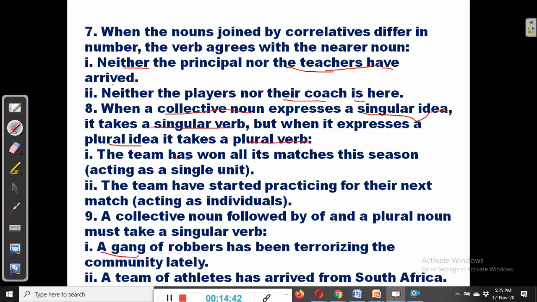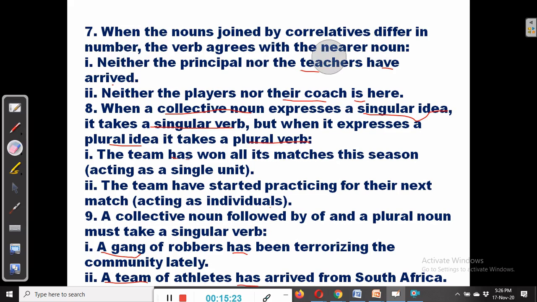Now, a gang is a singular collective noun. Alright, it's a collective noun, and if it goes with of, a gang of robbers refers to one group of people, so it has to take a singular verb. A gang of robbers has been terrorizing the community lately. The second example, a team as a group, a team of athletes has arrived from South Africa. So that is exactly the way it functions.